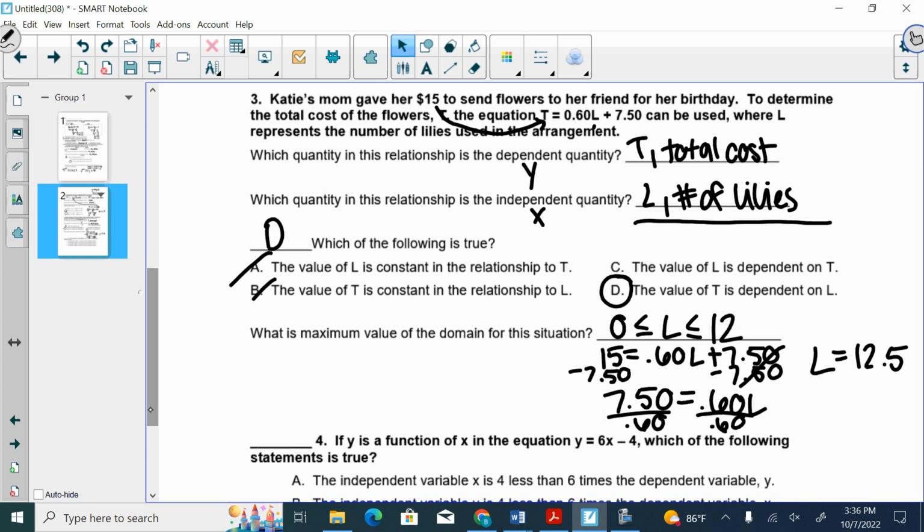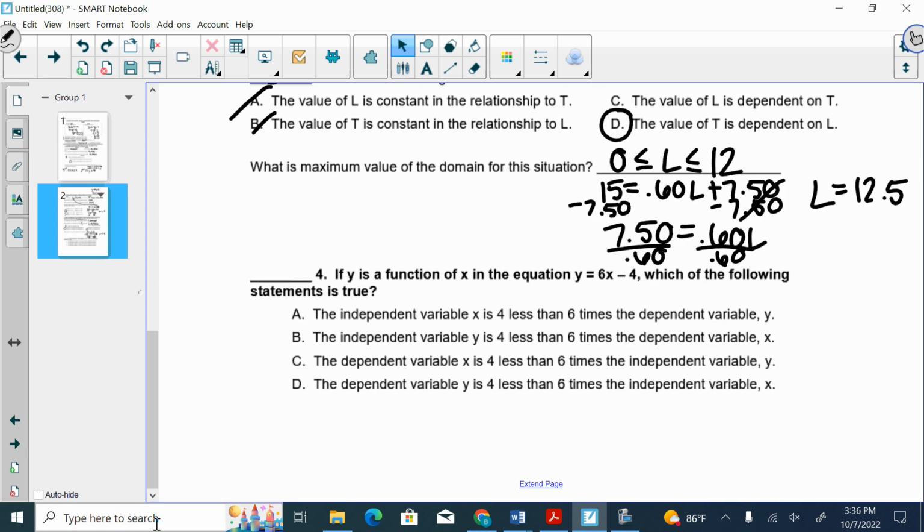All right, last question. It says if y is a function of x in the equation y equals 6x minus 4, which of the following statements is true? Okay, so first of all, is x or y the independent? You got it written on the front page if you need to flip back over and look. The independent is the, which letter? X or y? The x. Yeah, independent is the x, okay? So, when I'm reading these, I need it to say independent is x, or we know it's wrong, right?